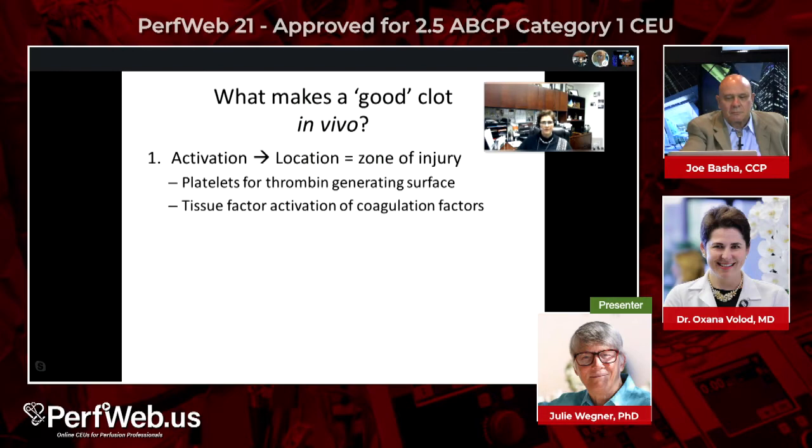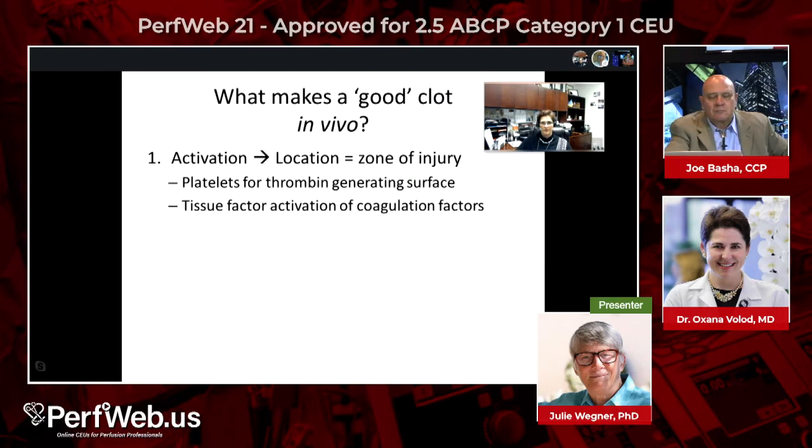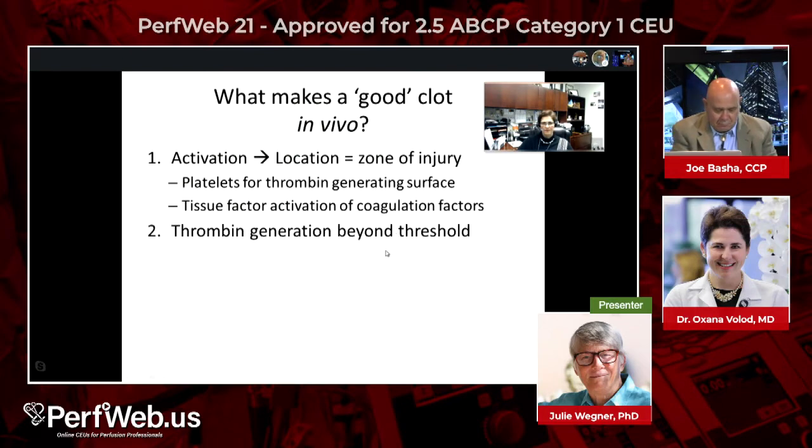So what makes a good clot in vivo, first of all, is the activation. And activation occurs at the zone of injury in the vascular wall. And it's two things that are activated. The platelets adhere within that zone of injury, and then they become activated, and they become the location for thrombin generation, the thrombin generating surface. And then secondly, the coagulation cascade that you all learned in biochemistry does get activated, but it's mostly just the extrinsic pathway being activated by tissue factor, which comes in from outside the vasculature under normal circumstances. Then, like I said, the thrombin generation gets started with those two activation steps.